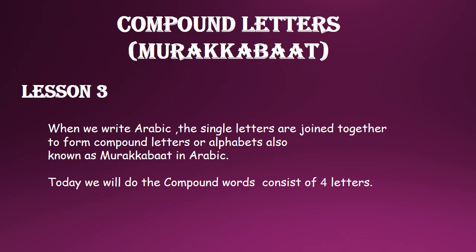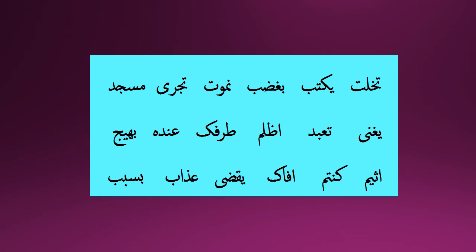Compound letters. When we write Arabic, the single letters are joined together to form compound letters or alphabets, also known as Murakkabaat in Arabic. Today we will do the compound words consisting of 4 letters. Let's start our today's lesson. Remember that when we join different alphabets, their sound remains the same, but their shapes change according to their position in the compound word. So let's start.